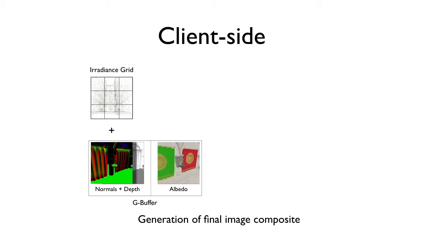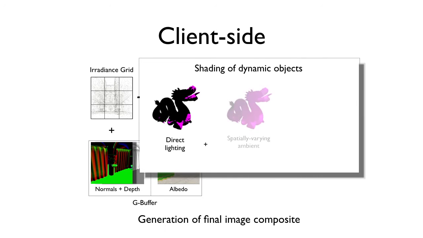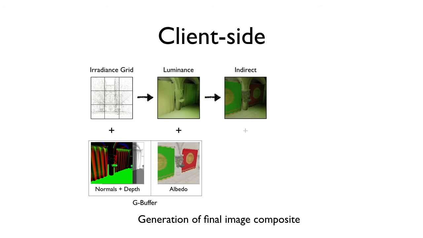First, geometry-aware interpolation is used to reconstruct the luminance channel of the indirect lighting component. Luminance is then modulated by the albedo channel to fully reconstruct diffuse indirect lighting. For dynamic objects, the grid is used to generate a spatially varying ambient function that is modulated through ambient occlusion. The resulting indirect lighting, both for dynamic and static objects, is combined with direct lighting to achieve the final image.